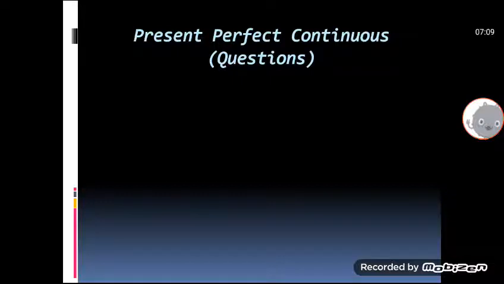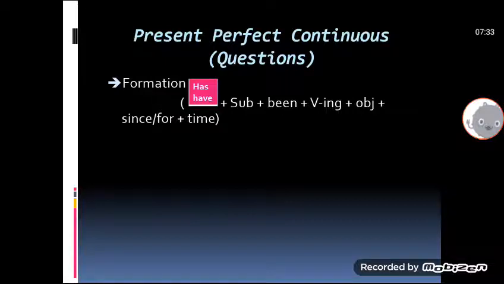Present perfect continuous in question. If you want to make question of present perfect continuous, what will you do? Yes, it's your task. Think about it. Pause the video and make question of present perfect continuous. Very good. This is formation, and formation is has, have plus subject plus been plus verb ing plus object plus since for plus time. One thing that you have to do is you have to put has or have at the start of the sentence. बाकी been अपनी उसी जगह पर रहेगा.